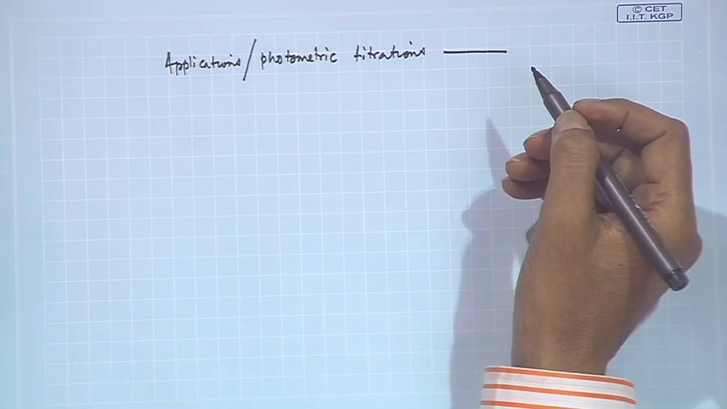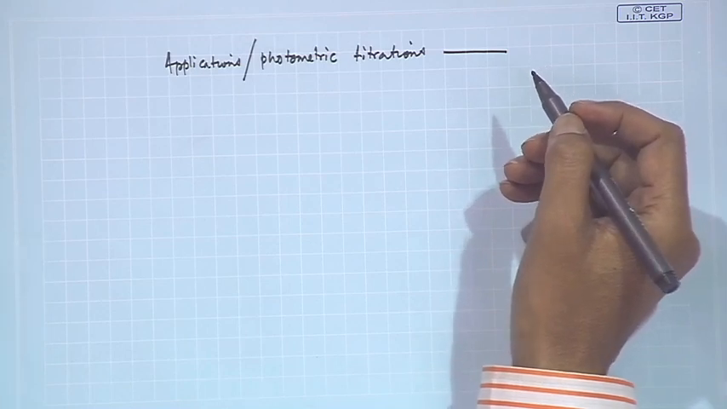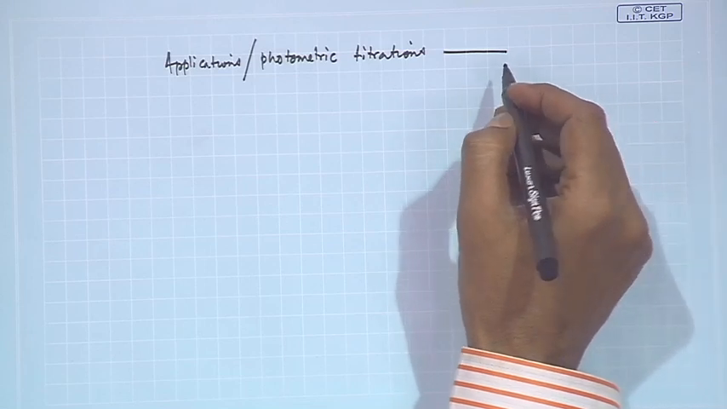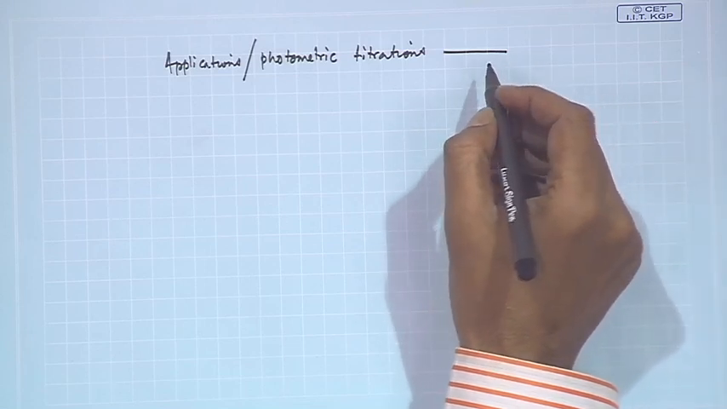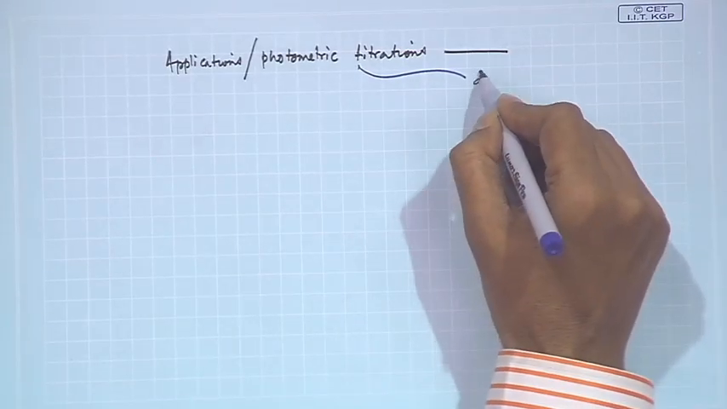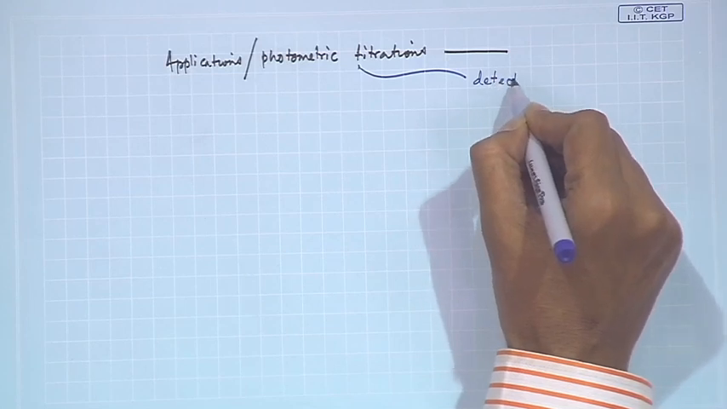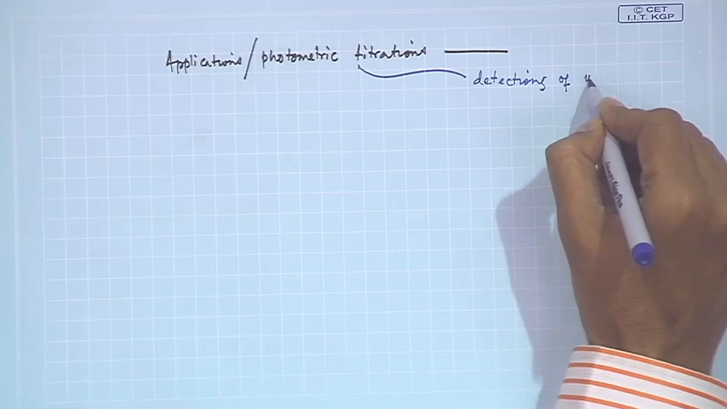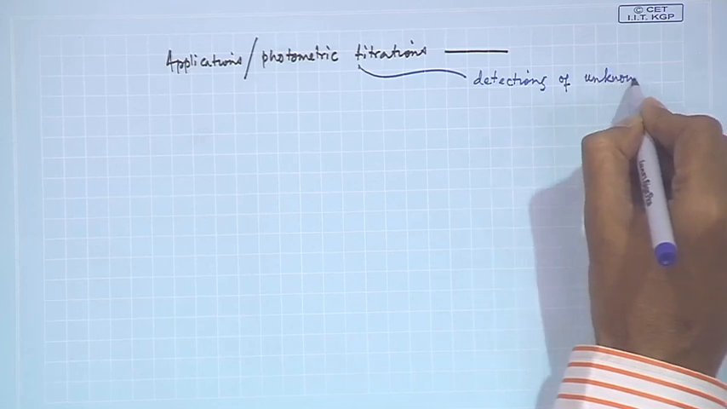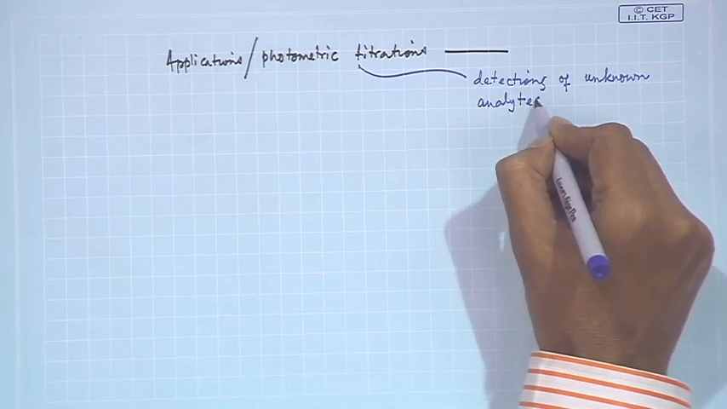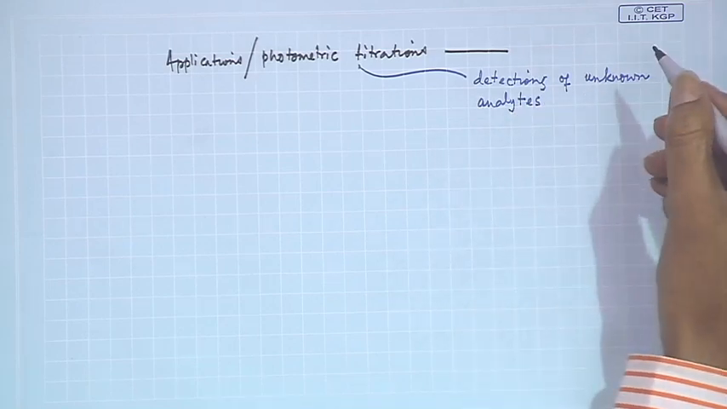Okay, so what can we apply this to? We can apply this particular one for different photometric titrations. These are very useful for your photometric detection. So, what we do in these titrations is go for the photometric detection of unknown analytes.